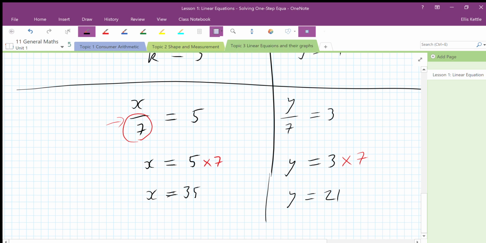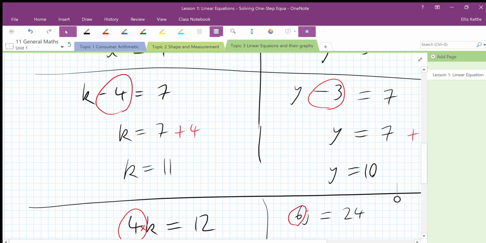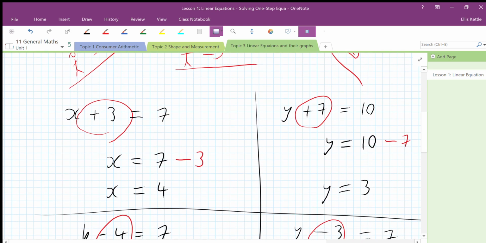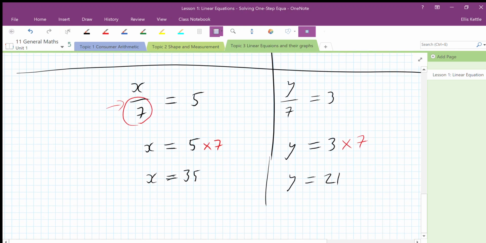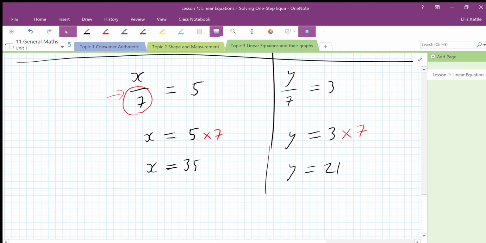Alrighty. So that is solving one-step equations. So we have addition, subtraction, multiplication, and division. Once you finish this, the next step we're going to be doing is going to be solving multi-step equations. Okay?